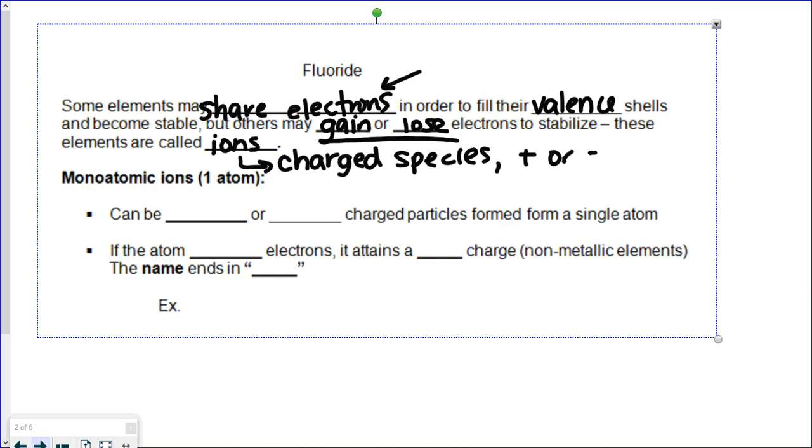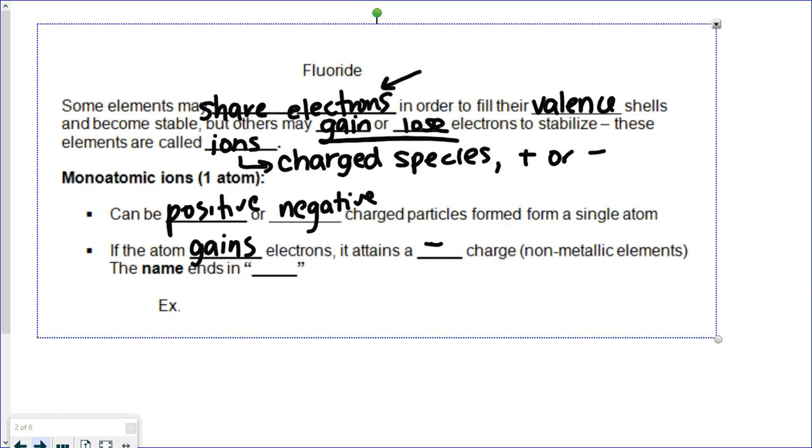Positive or negative charges associated with that. So monoatomic ions. Mono meaning one, atomic meaning one atom. So monoatomic ions can be either positive or negative charged particles formed from a single atom. If the atom gains electrons, it attains a negative charge.